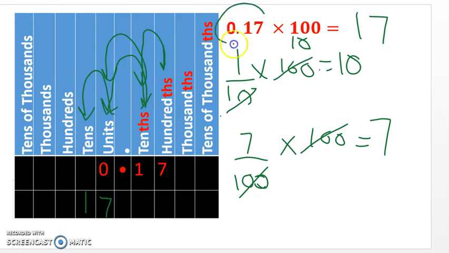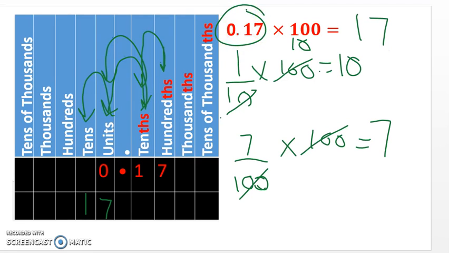Once again, I want you to look at the 0.17, and think about how we went from that to 17 by timesing by 100. Because we want a quicker method. We don't want to draw up a table every time.